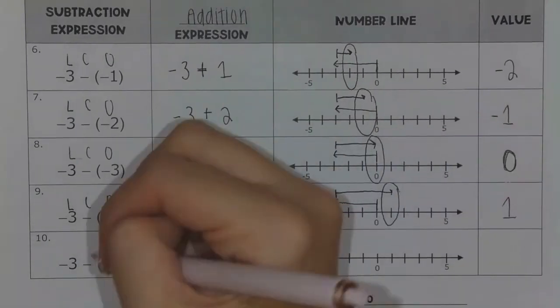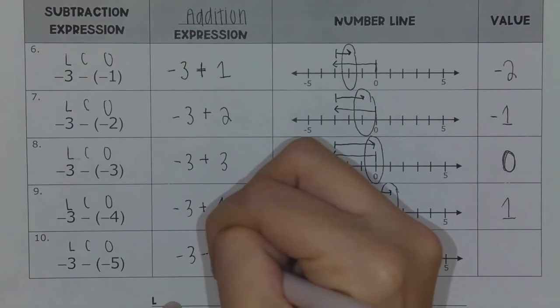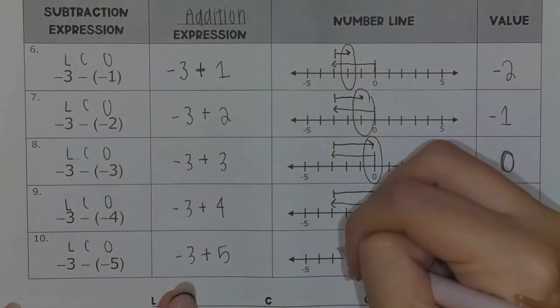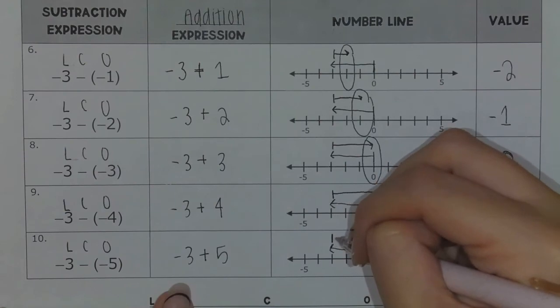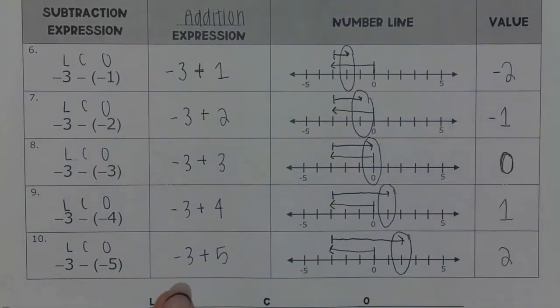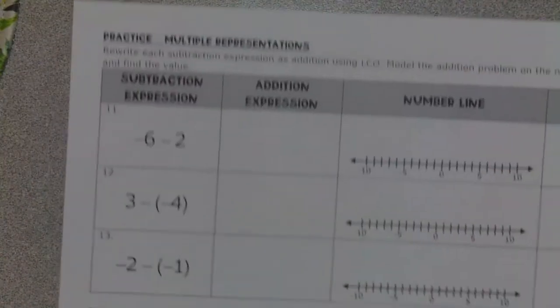Last but not least, -3 minus -5. Let's go ahead and do LCO. So it becomes -3 plus 5. Different signs, so I subtract and keep the sign with the most for a value of 2. My number line, start, and I go to the left 3 spaces, the right 5 spaces. So I end up with +2. So let's look at 3 problems on the back.